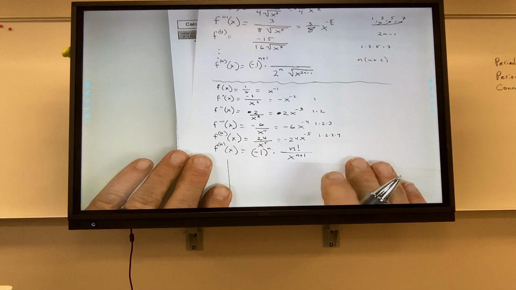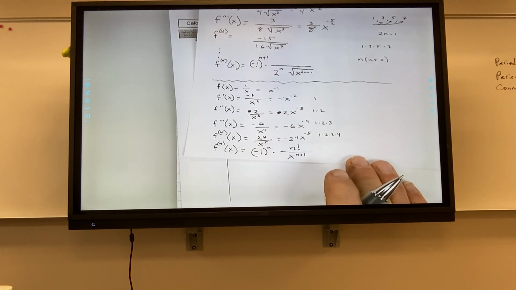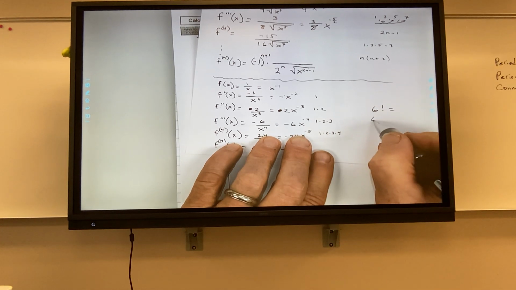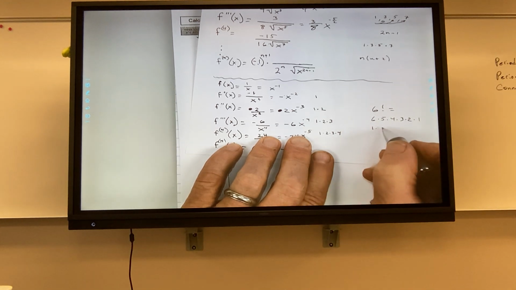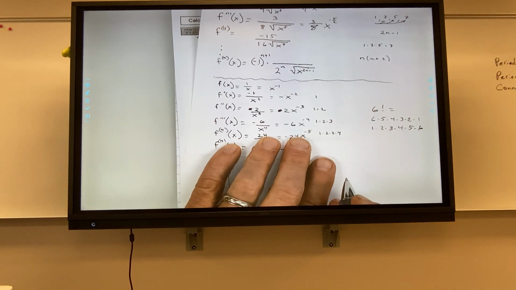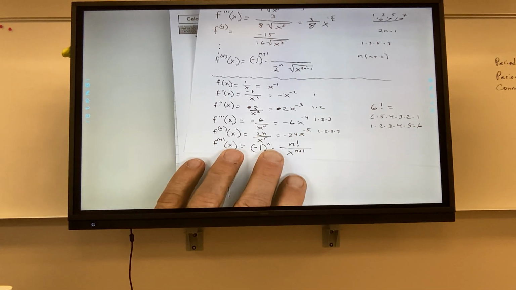I have no clue what that means. N factorial means we're excited about n. I have no clue what factorial means. I don't remember going over that. Okay, if I have 6 factorial, it means 6 times 5 times 4 times 3 times 2 times 1, which is the same as 1 times 2 times 3 times 4 times 5 times 6. And notice, every time we go to the next one, I multiply by the next bigger number, correct?